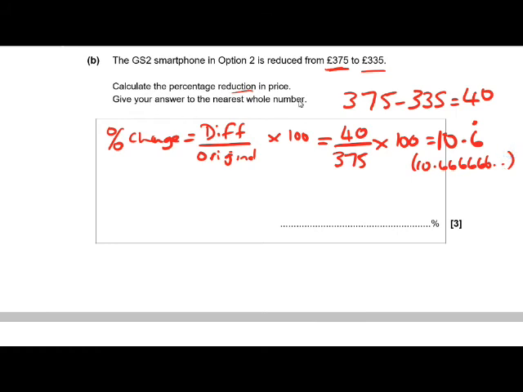Give your answer to the nearest whole number. So the whole number is here. Look at the next bit to decide whether to stick on 0 or go up to 1. Because it's higher than 5, we change this 0 to a 1. So our final answer rounded is 11%.